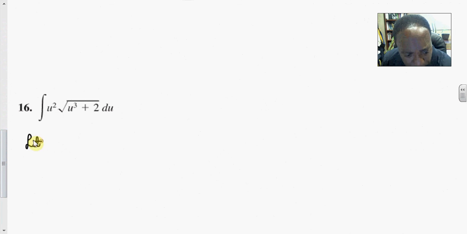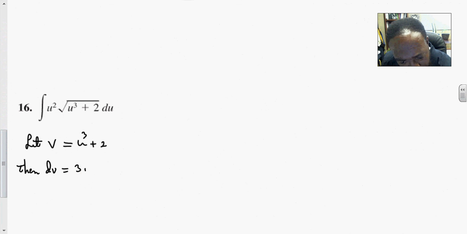So let v equal u cubed plus 2, hopefully my v does not look like a u. So then dv is 3u squared du. Now in the problem we have u squared du. So obviously 1/3 dv represents u squared du.